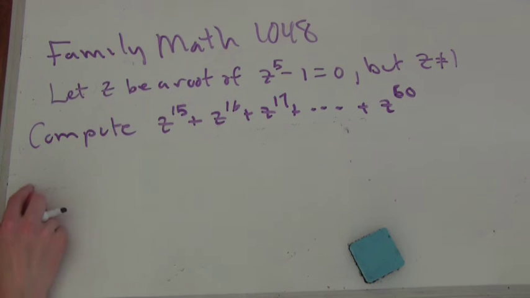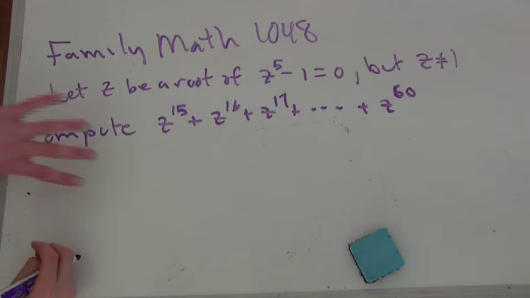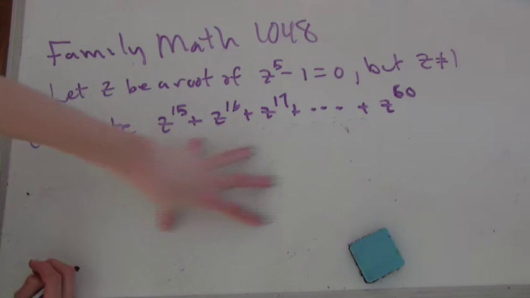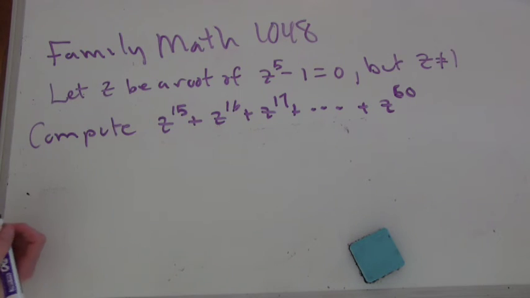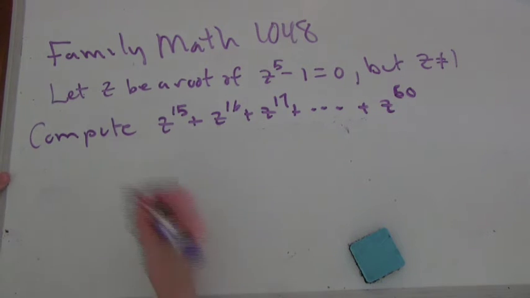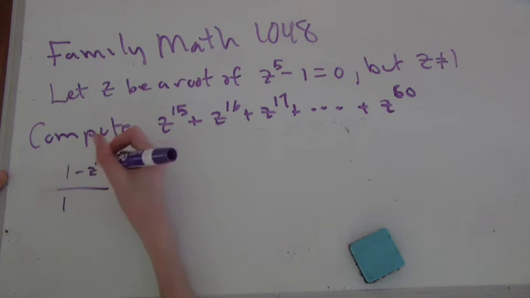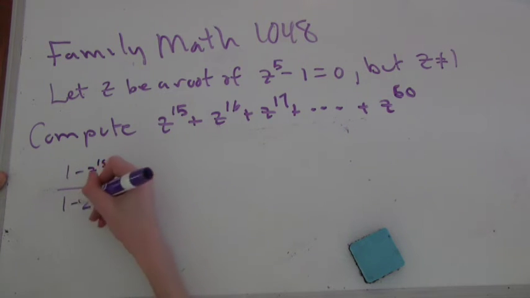Well, let's see. We could figure out what the missing part is, 1 plus z squared, up to z to the 14th. And then subtract that from this sum. I guess since the formula starts with 1, we have to do that. Okay. So you'd get 1 minus z to the 15th over 1 minus z.